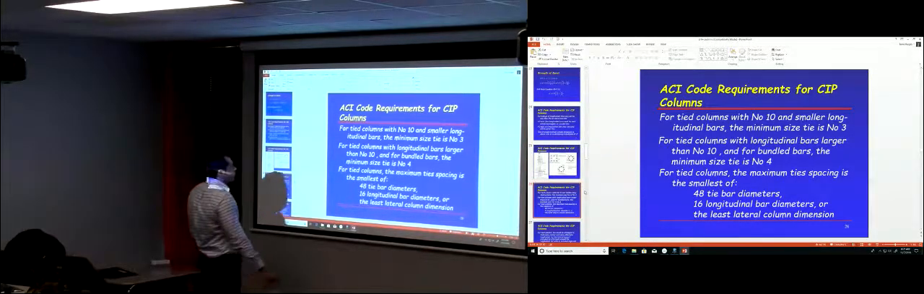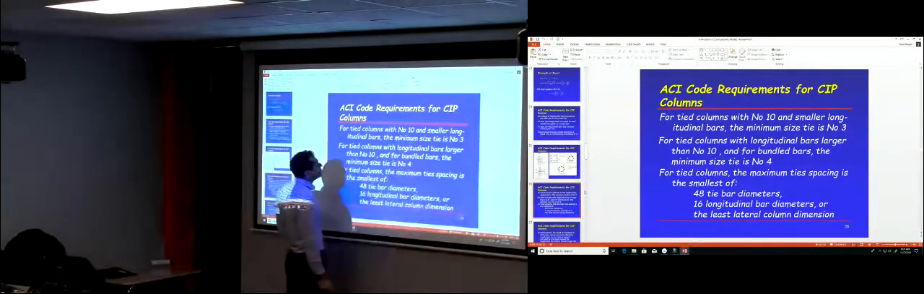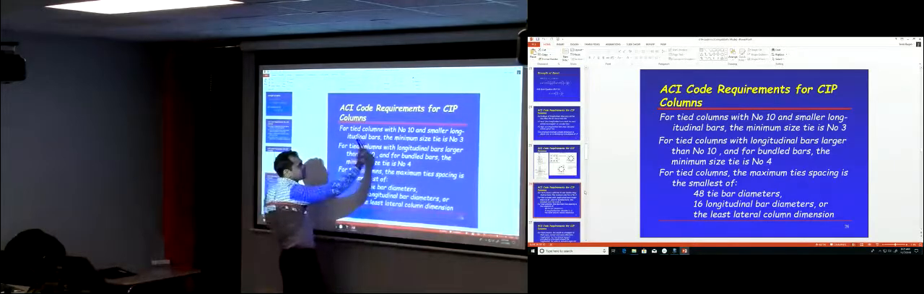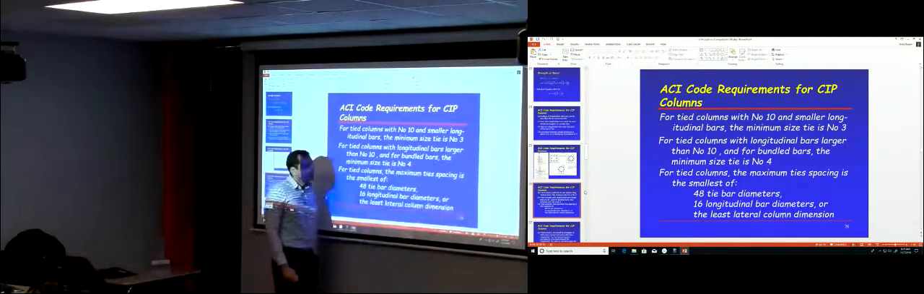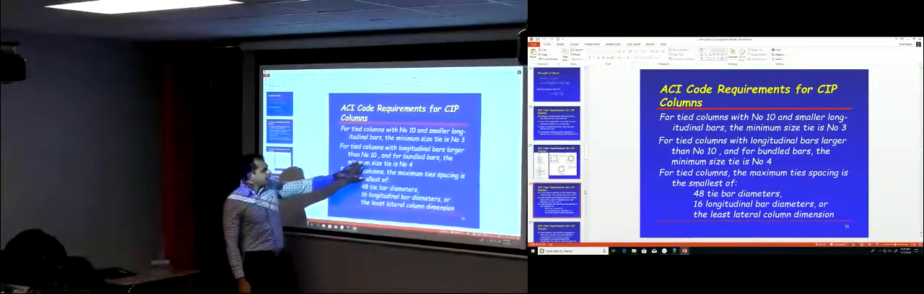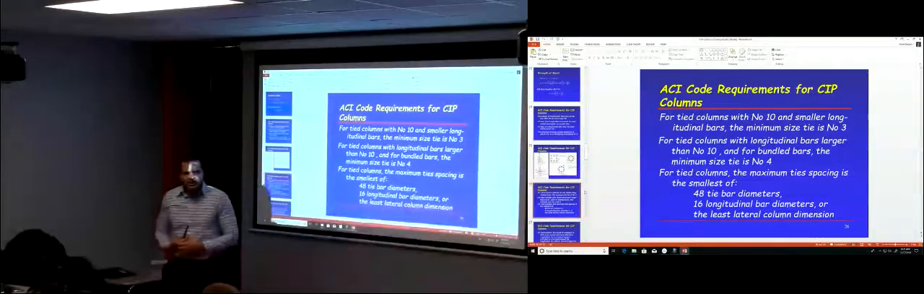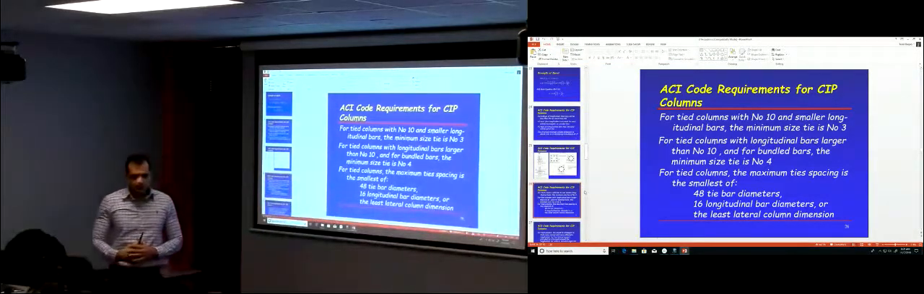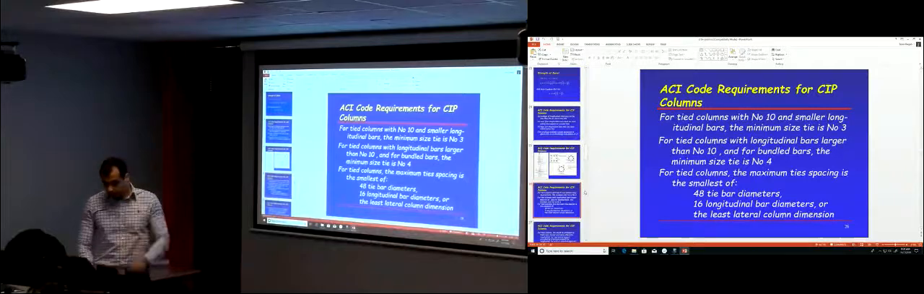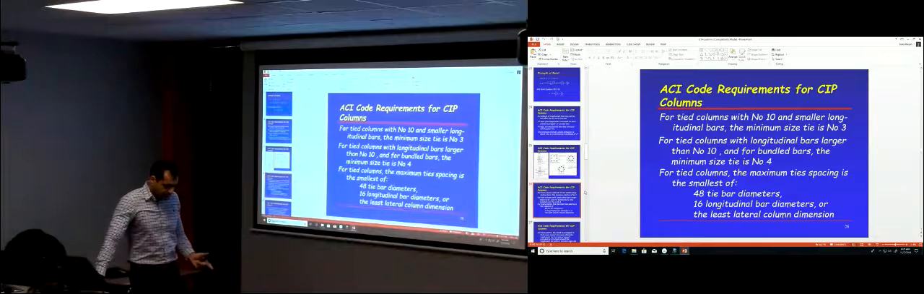The diameter of the ties, okay, if your longitudinal bars are number 10 and smaller, okay, then the ties should be at least number 3. If it's larger than number 10, and for bundled bar, the ties, okay, should be at least number 4 or higher, okay? That's similar to what we had in the beams, okay? So those are some requirements for the design of the ties or the spiral, okay?